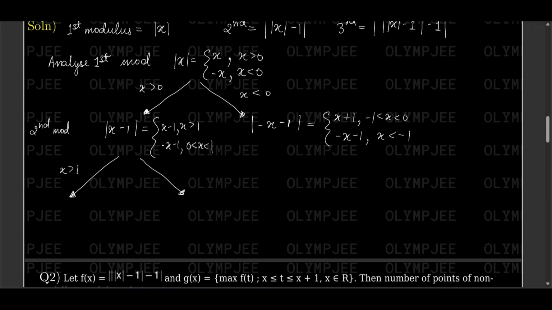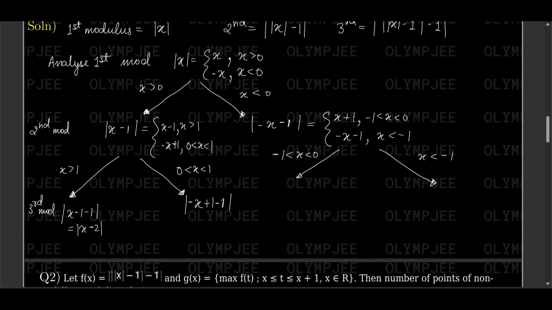When x is greater than 1, when x is between 0 and 1, when x is between minus 1 and 0, when x is smaller than minus 1. So we are analyzing the third mod now. When x is greater than 1, we have x minus 1, so x minus 1 would be x minus 2, right? And this would be minus x. Sorry, this was minus x plus 1. So minus x plus 1 minus 1, so plus 1 and minus 1 get cancelled. So this is minus x, right?